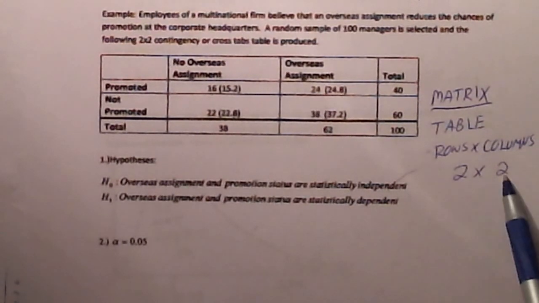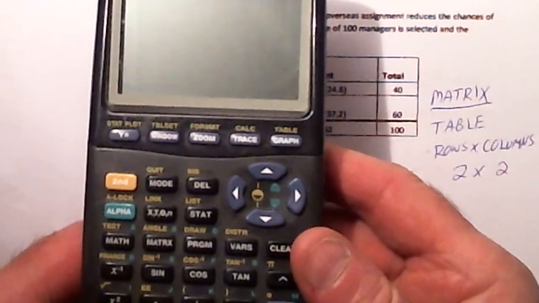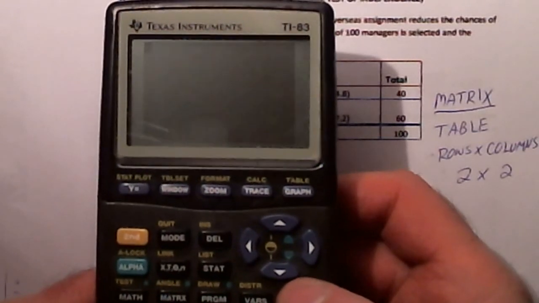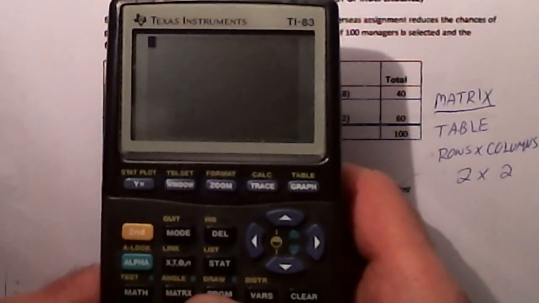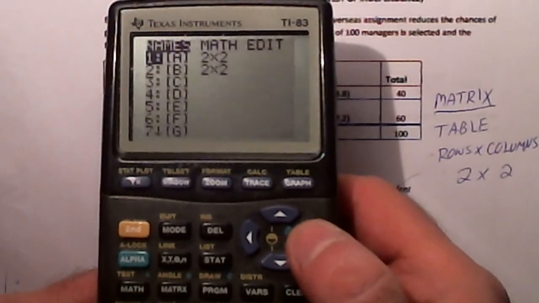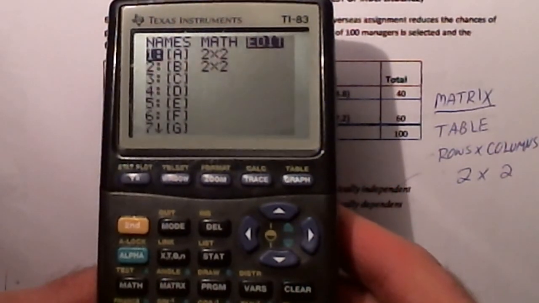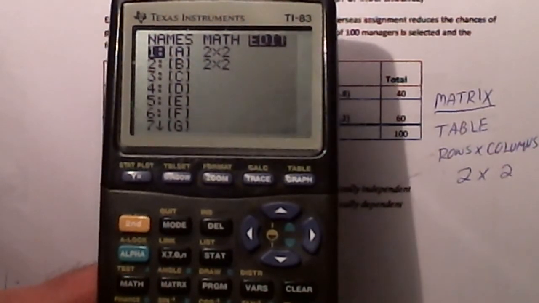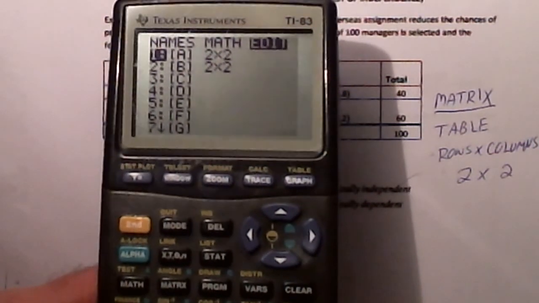2 rows by 2 columns. To do that, you hit your matrix button, MATRX. Go over to edit. Notice our cursor is sitting on matrix name A. We're going to edit. Hit enter to edit.